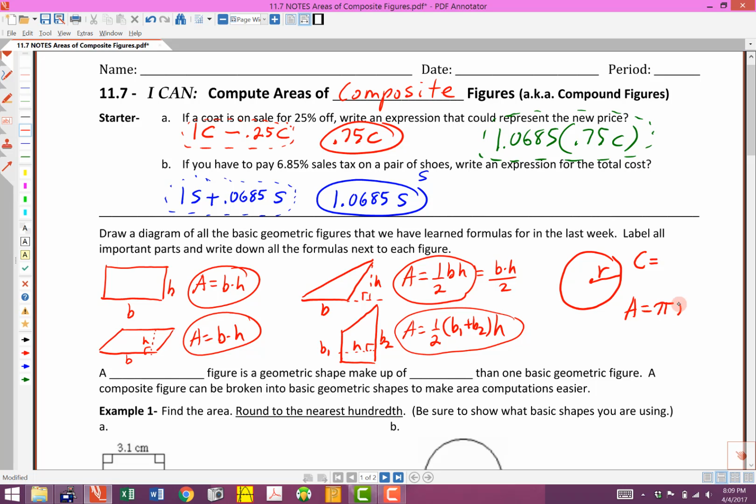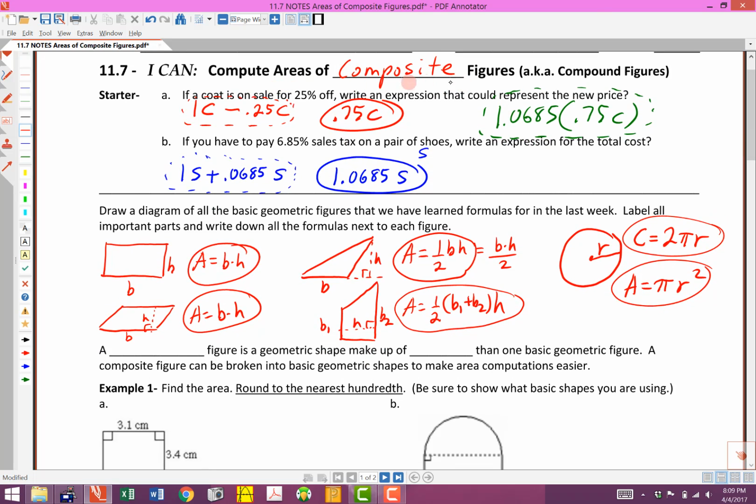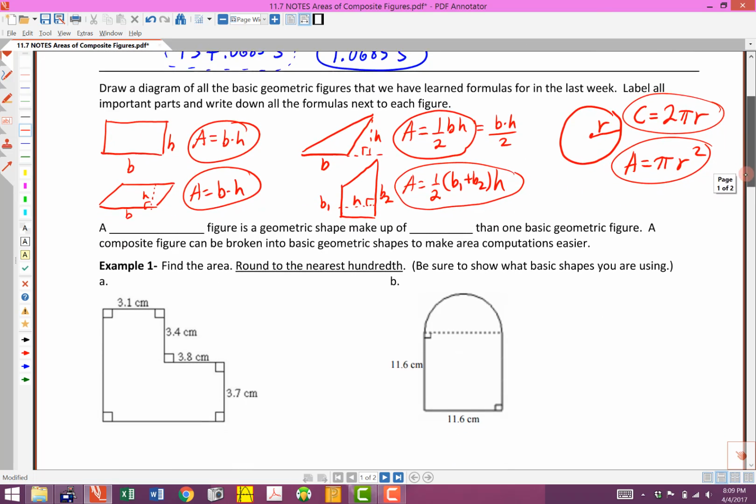So the area of a circle is pi r squared, and the circumference of a circle is 2 pi r. So there are the formulas that we've talked about so far. All right. So now let's talk about what a composite or a compound figure is.